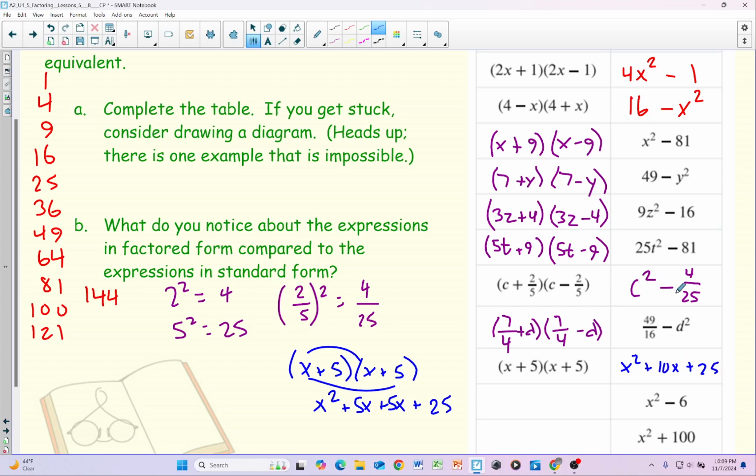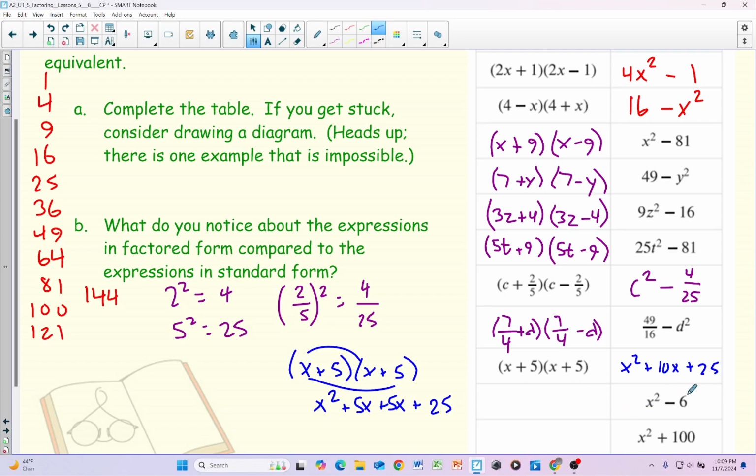So one thing that you could start doing is noticing that you have a plus 5 and a plus 5, so the middle term must be 10. And the end term's got to be 5 times 5, or 25. Okay, what about this one?